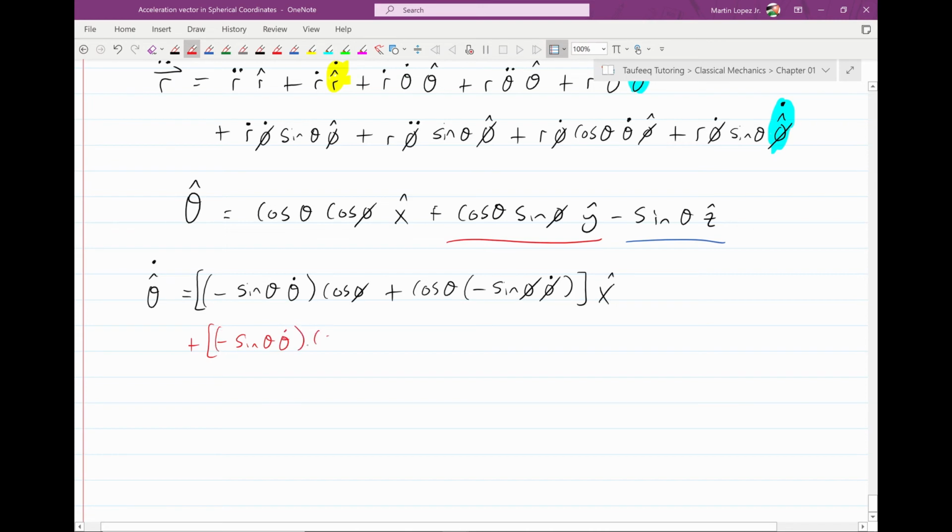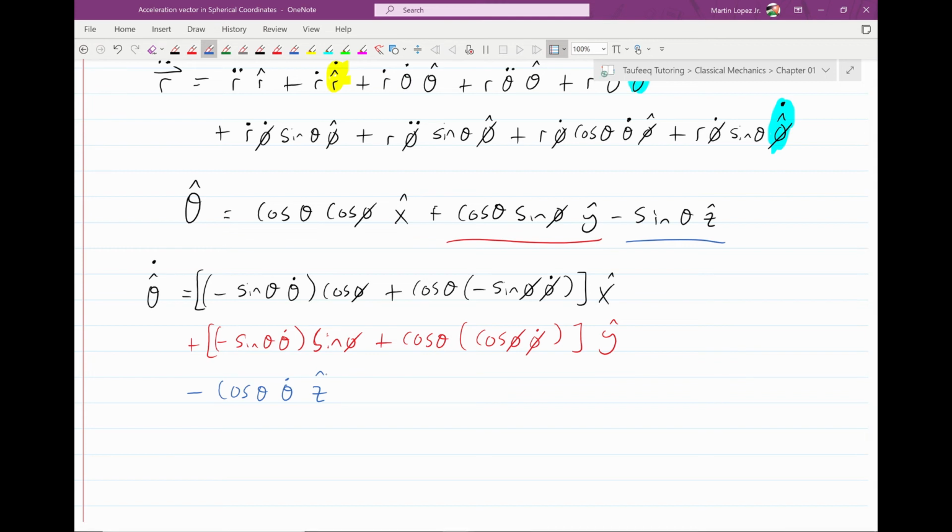this stays the same, negative sine theta dot, this is sine phi, and then the second one is cosine theta, cosine phi dot, and this is all y hat. And then the final one is minus, and the z one, I love z, it's just great. Thank you, z, for being you. Cosine theta dot z hat.